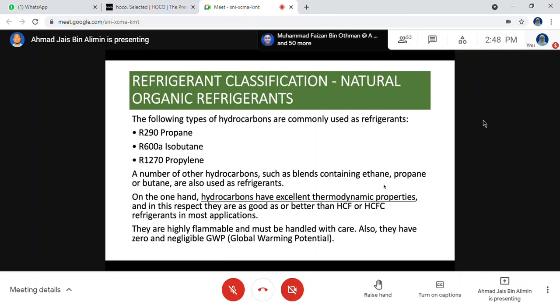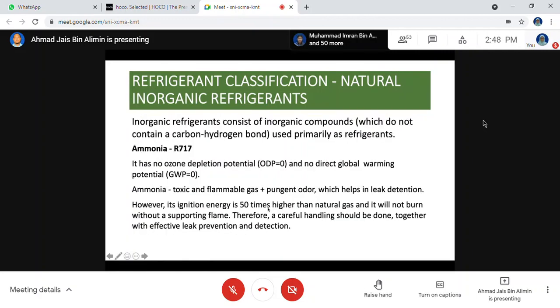Okay. When you classify based on two parameters, the ozone depletion potential, okay, and the GWP. On the GWP scale, hydrocarbon refrigerant is considered to have zero value. Nevertheless, they are flammable. Senang terbakar sebab apa? Sebab dia ada hydrocarbon elements for the refrigerant.